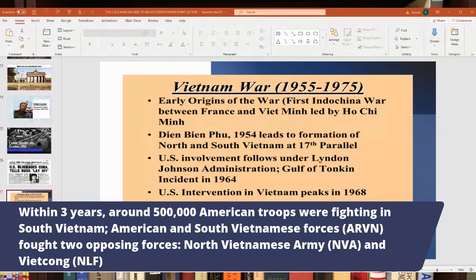And we had to fight two different enemies. We, of course, fought the North Vietnamese Army, the NVA, which were regular forces. And they also had what they call the Viet Cong, which also fought in the South, which were guerrilla forces called the NLF, or the National Liberation Front. And the American forces fought with the South Vietnamese forces, which is called ARVN, the Army of the Republic of Vietnam. So we had our hands full pretty much fighting them.